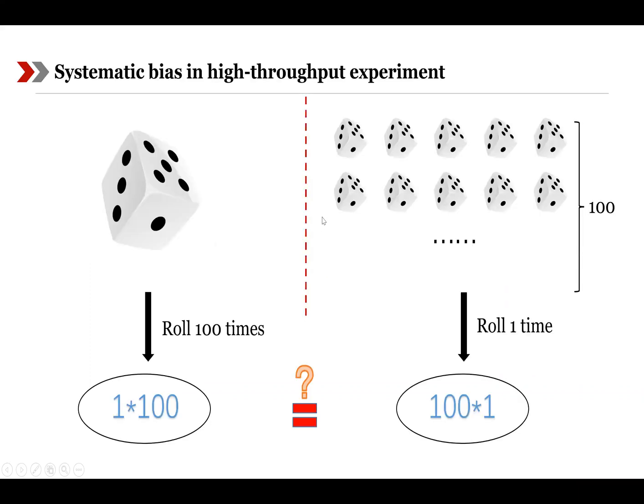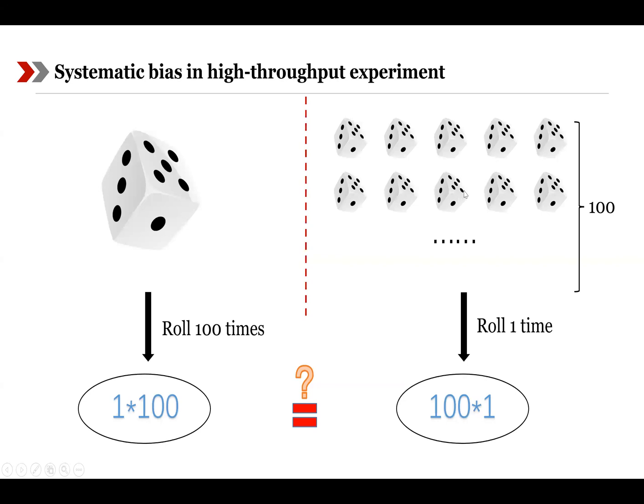The purpose of high-throughput experiment is to obtain a large amount of experimental data in a short time. But when we do a high-throughput experiment, we must think about the question: are these samples tested under nominally the same condition? We roll one die 100 times, or we roll 100 dice together. We call the experiment of the 100 dice a high-throughput experiment.